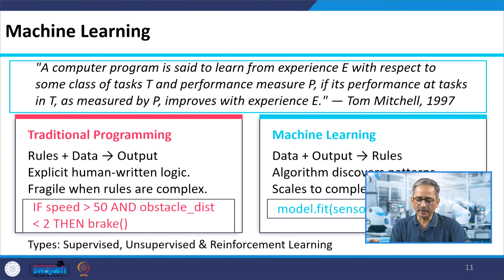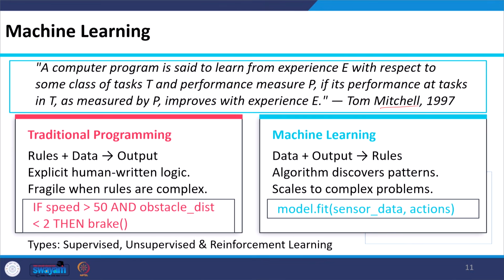Coming to the definition given by Tom Mitchell about learning, it says that a computer program is said to learn from experience E with respect to some class of task T and performance measure P if its performance at task T, as measured by P, improves with experience E.